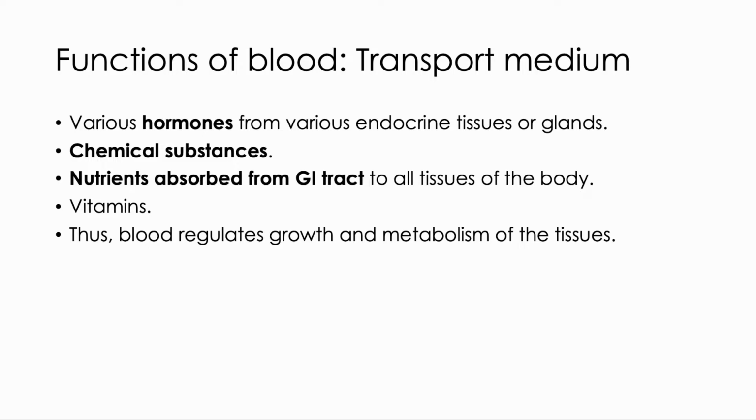And other than that, when you eat, all of the nutrients are going to be absorbed into the blood circulation and supplied to the whole system from the GI tract and whatnot. It is also the source of vitamins. The nutrients that you have absorbed are circulated to the whole body system, and this blood is used to regulate the growth and metabolism of the tissue.